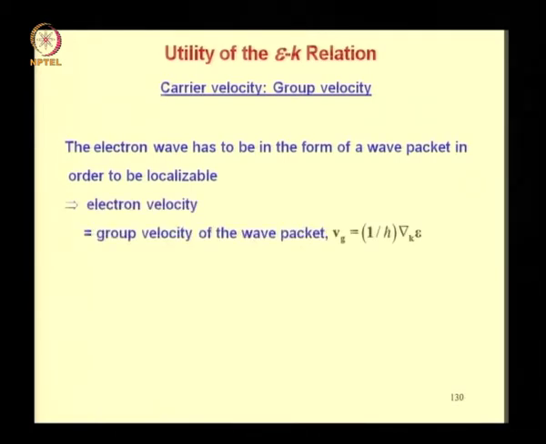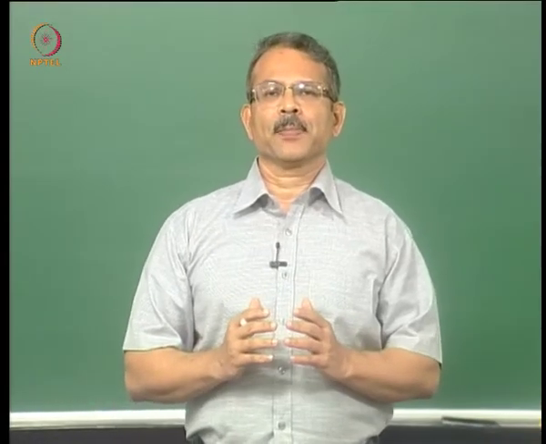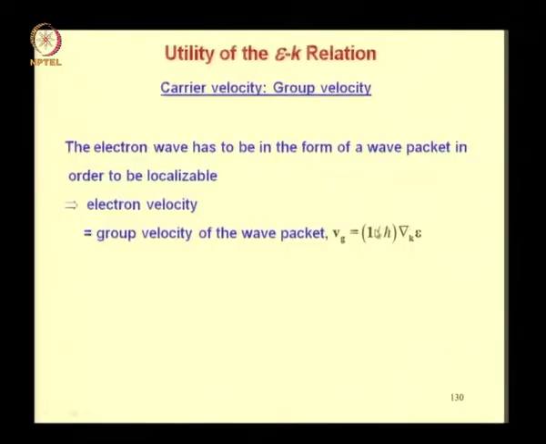and therefore the electron velocity is equal to the group velocity of the wave packet, which is given by the formula Vg equal to 1 by h cross into the gradient of the energy E, where the gradient is obtained with respect to the wave vector k. Okay, that is what this formula means. So this is where you have to use the E-k relation. So the slope of the E-k relation actually gives you the group velocity.